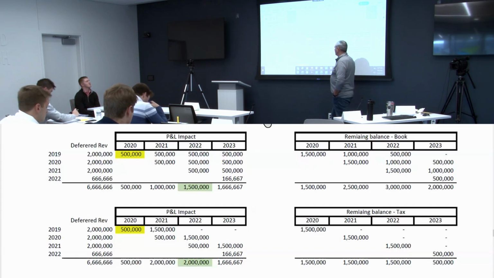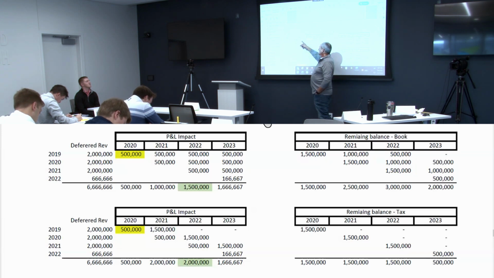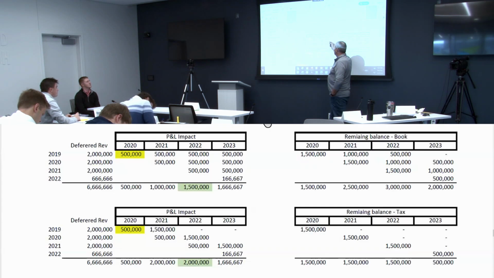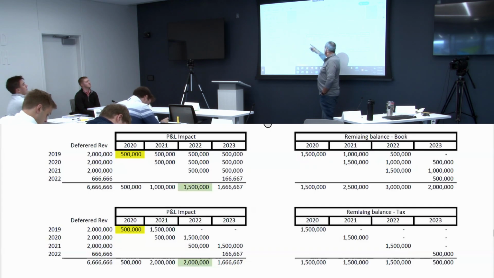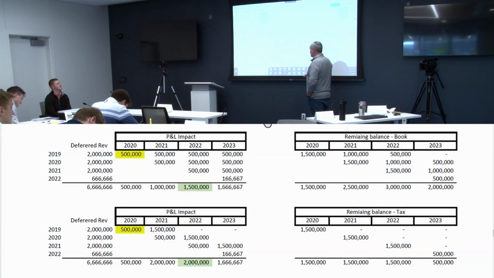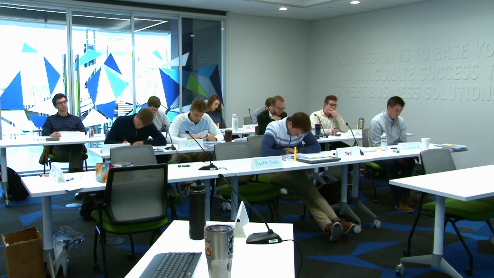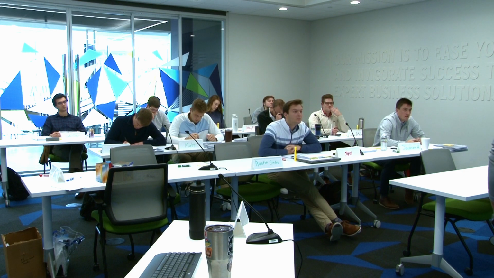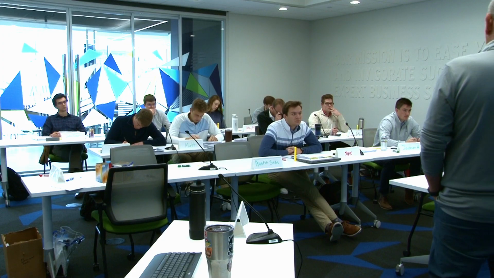So for deferred revenue, in year one, I have 2 million that I'm recognizing over 4 years. Year two, over 4 years. Year three, over 4 years. Year four, why the hell I used 666,000, God only knows. Have no idea. Okay? So the rule says that I have to recognize an amount for tax equal to what was done for GAAP in year one. Okay?